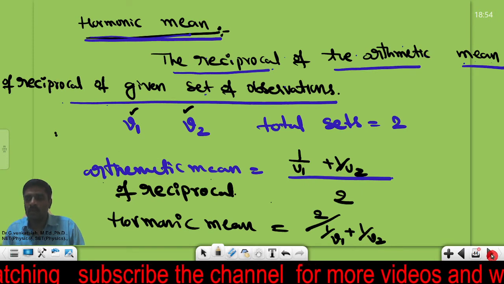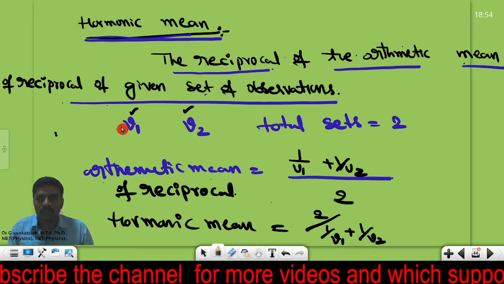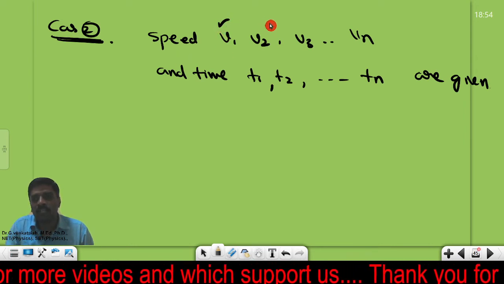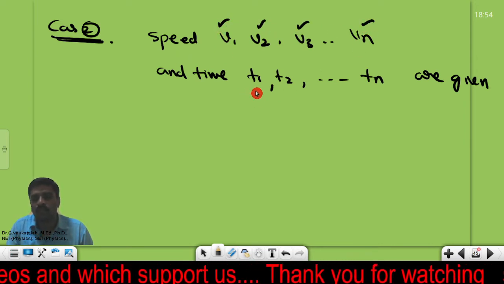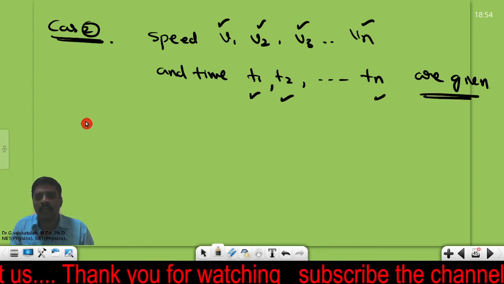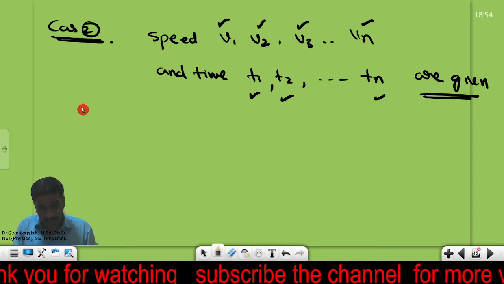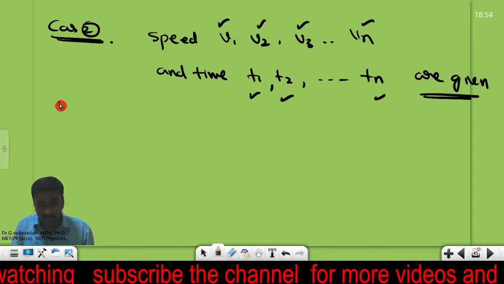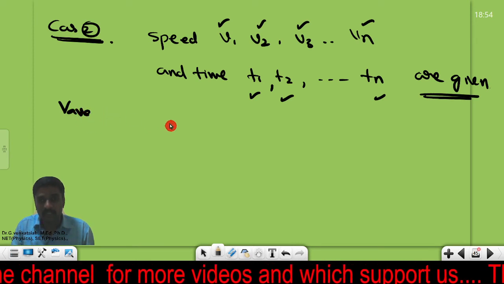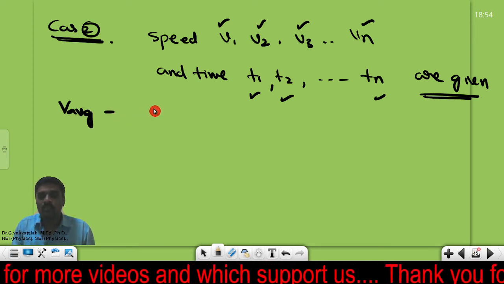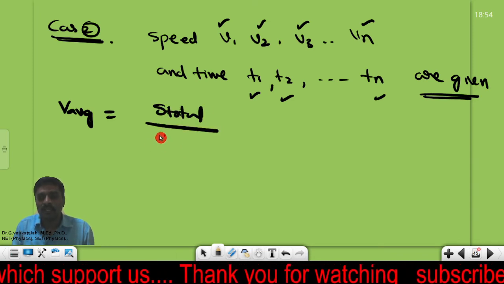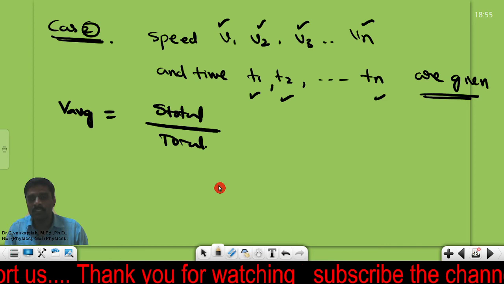Now let me go to another case. The next case is, if they provide the V1, V2, V3 and so on Vn values, and they provide the time T1, T2, Tn values, they are asking for the average speed. What is the average speed value? Speed average is equal to what is the formula? Speed average is equal to total distance S total divided by T total, we have the formula. Is it correct?